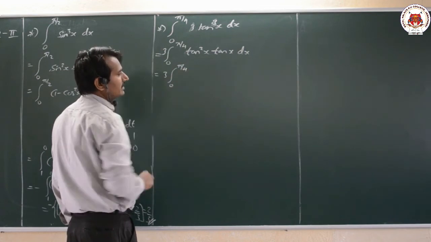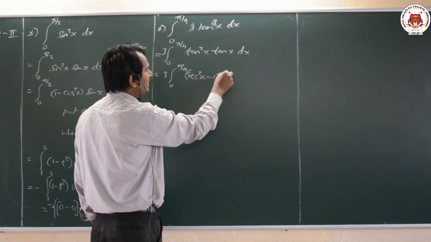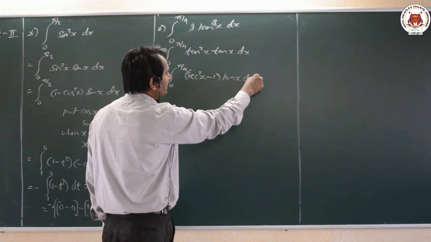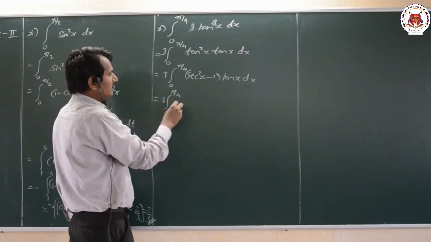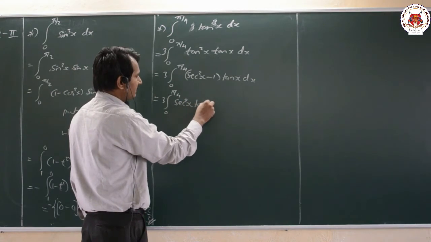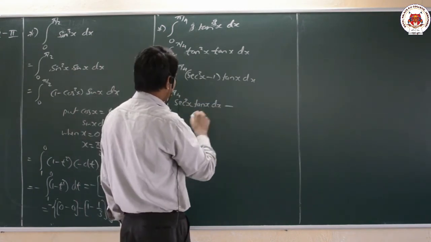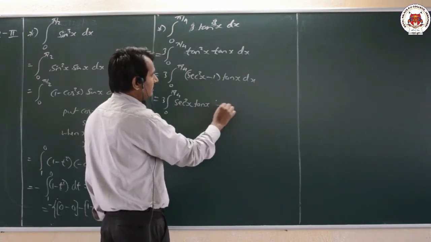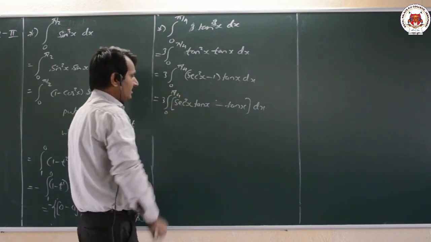Tan square means what I can write here: secant square x minus 1, into tan x dx. I will multiply by tan, that is 3 into integral 0 to pi by 4. We are getting here secant square x into tan x dx, minus 1 into tan x, which I can write as minus of tan x dx. Now easily you can integrate.